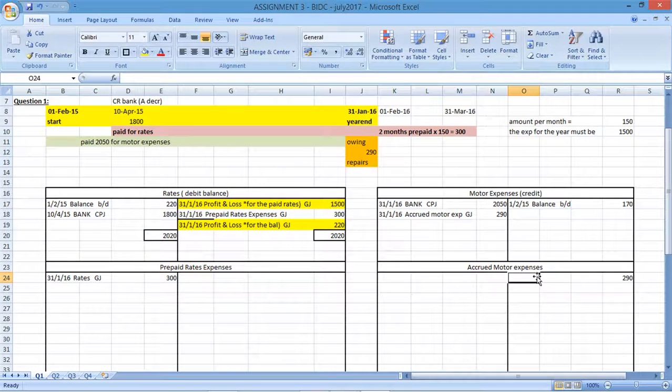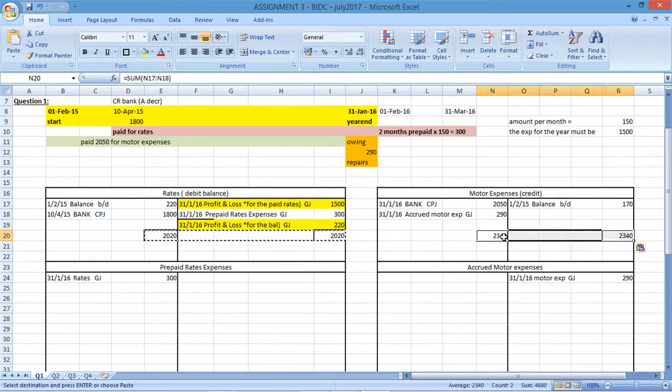290 is going to go here, and I'm going to show 31st of the 1st, 2016. This is motor expenses, okay, from the general journal. So there's your debit, there's your credit. Now you've captured that amount that's outstanding. Then we need to now show the closing off of this account to the income statement. So which side's bigger? If I add up those two amounts, I get 2340, which is fine.